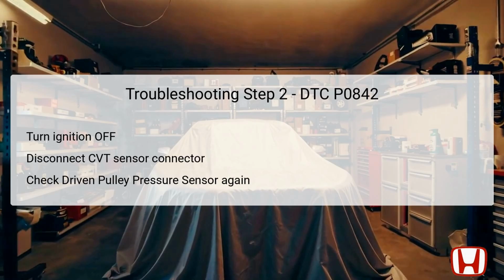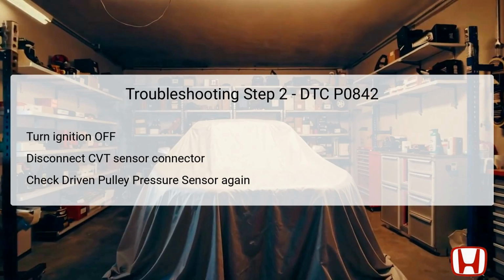In this second troubleshooting step, you aim to isolate the potential failure area to further diagnose the underlying issue related to the DTC P0842. Begin by turning the ignition switch to the lock position or selecting off mode, ensuring the electrical system is completely powered down. Next, disconnect the CVT-driven pulley pressure sensor's 3P connector, which houses the necessary wiring for the sensor.